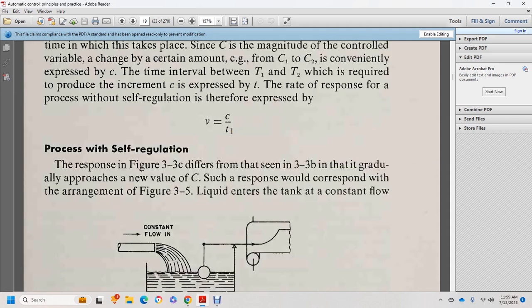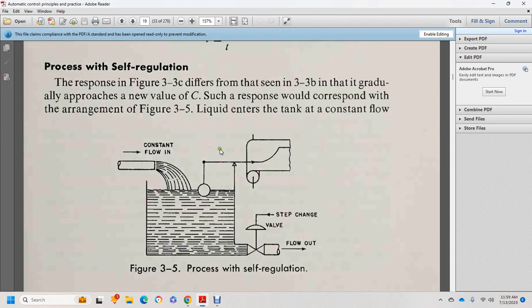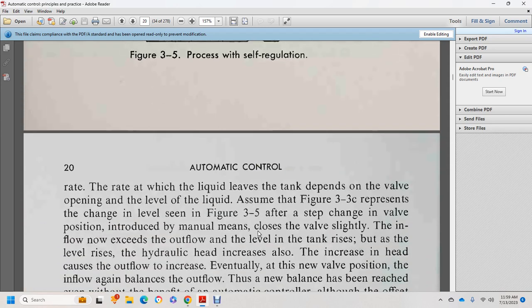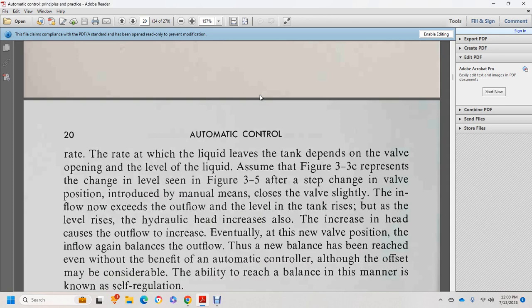In the process with self-regulation, the response in figure 3.3, the difference in C in 3.3b, the graduation curve with a new value. The response would correspond to the arrangement in figure 3.5, a liquid tank with constant flow, a process with self-regulation. A step change in the valve changes the flow out. The rate of the liquid leaving the tank depends on the valve opening and the level of liquid. Assume in figure 3.3c the representative change in level. Assume in figure 3.5 the step change in the valve position. Introduce manually, which means close the valve slightly.